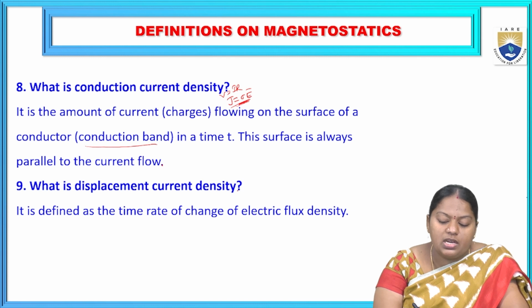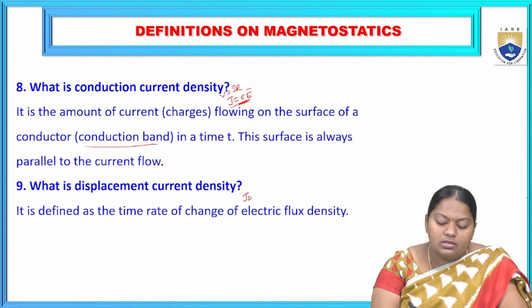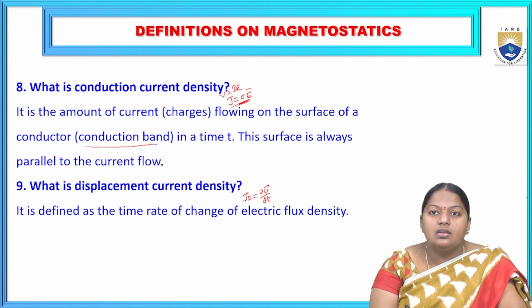Next, what is displacement current density? It is defined as the time rate of change of electric flux density. Generally, it is represented with J_D, which is equal to ∂D̄/∂t. The change is considered in electric flux density, which is represented with D̄, and this D̄ is also called electric displacement.